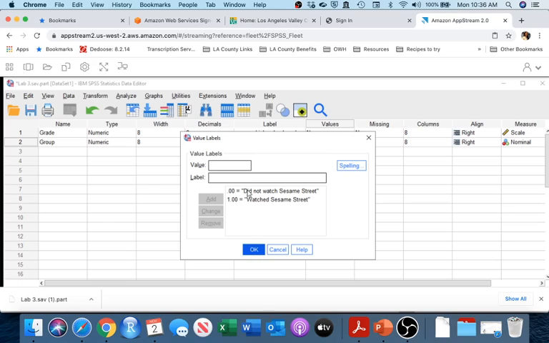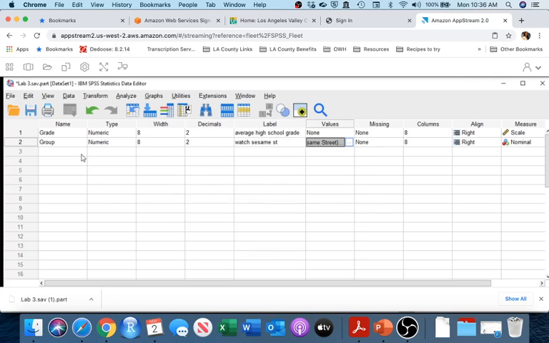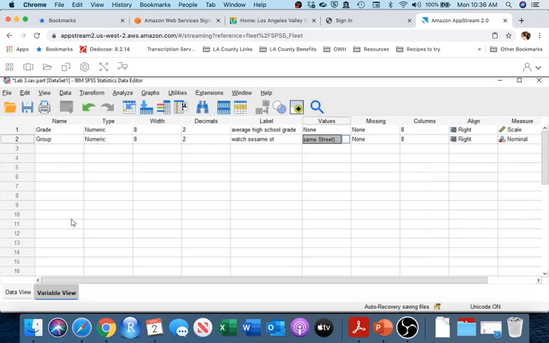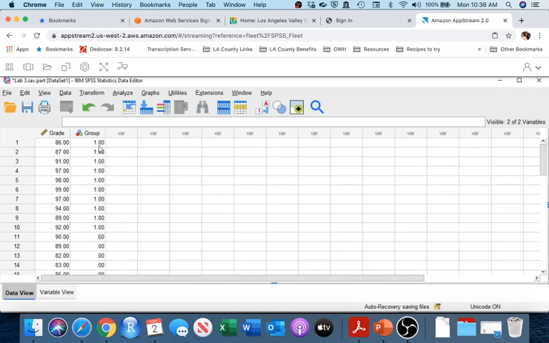Okay, so it's easier with data to see, instead of having all these words written out, to have just a value assigned to it. So 0 is did not watch Sesame Street, 1 is watch Sesame Street. And so if I go back to the data view, you can see the groups were assigned. So these ones are did watch Sesame Street, and these zeros are did not watch Sesame Street, right?